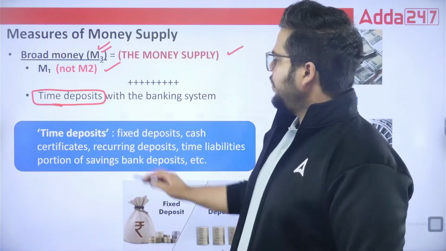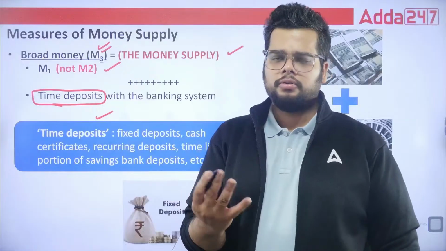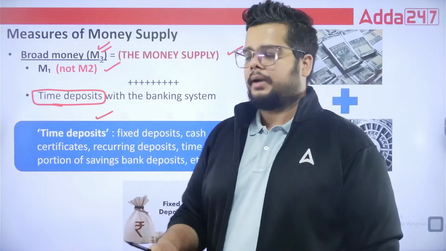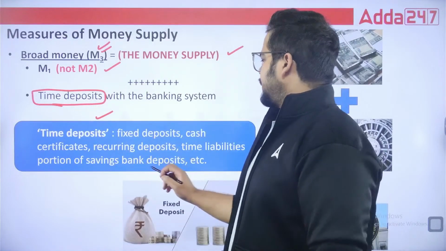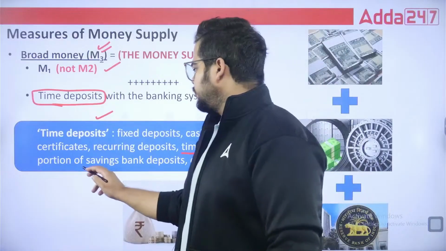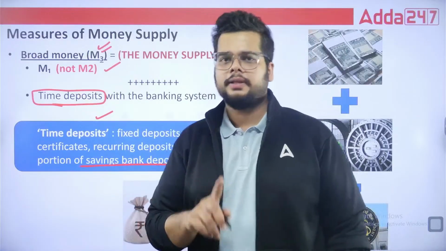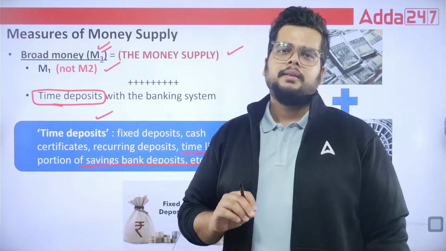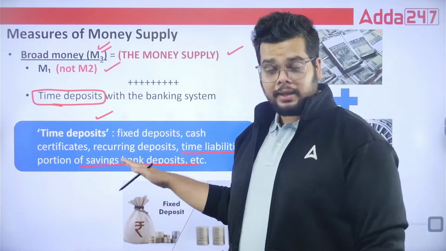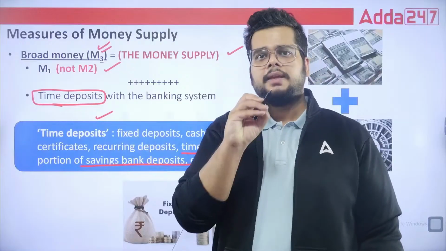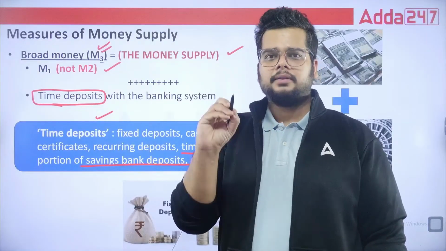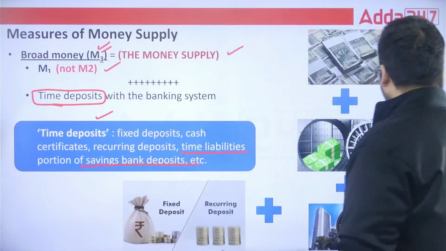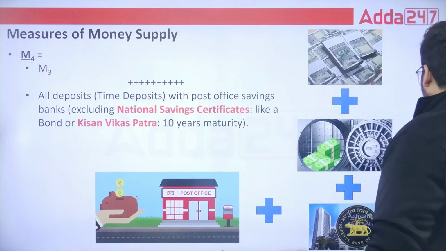Now when we talk about time deposit, mostly we know that FD and RD are the two major components of time deposits, but along with that you must remember that the time liabilities portion of saving bank deposits is also one of the criteria while we define the time deposits. And in the examination, the examiner can give a particular component based on the saving banks component for the time deposit. So you have to add that as well.